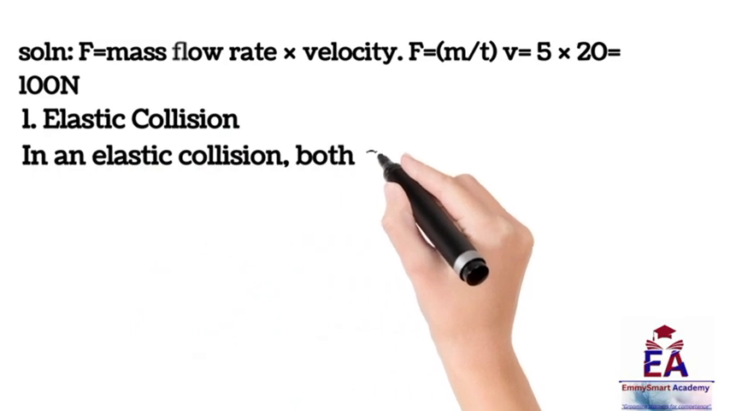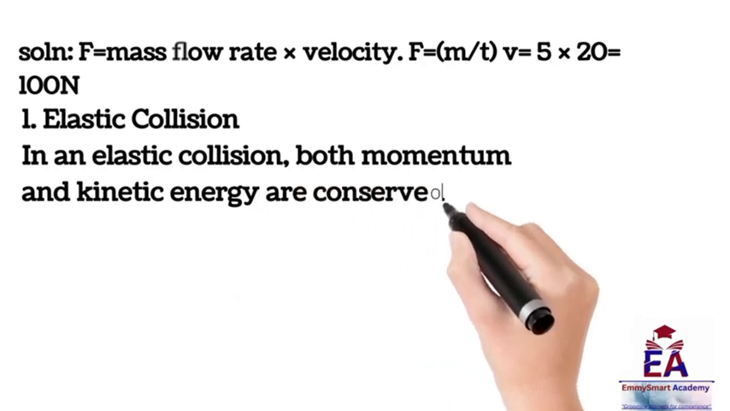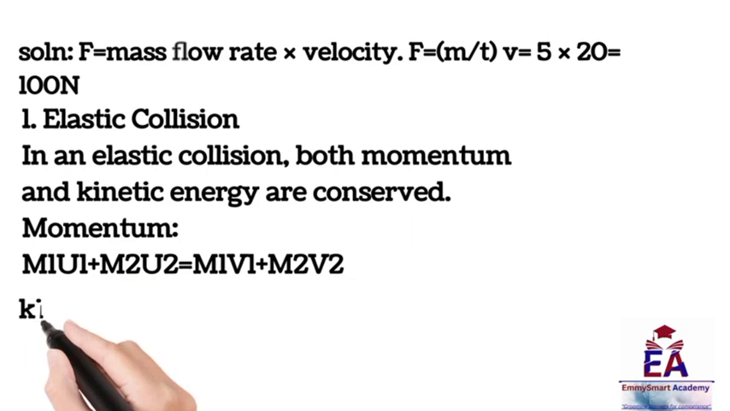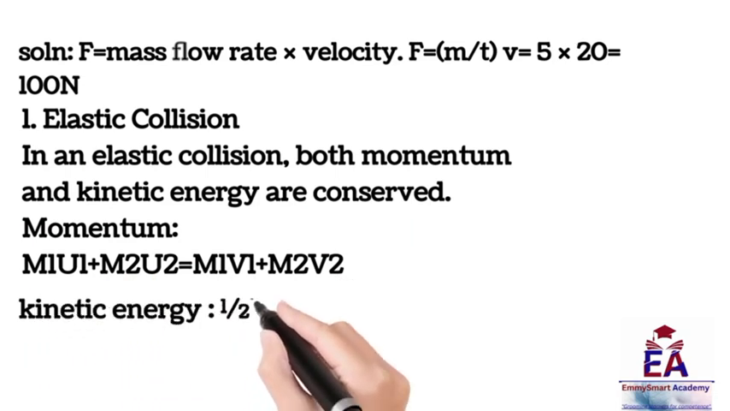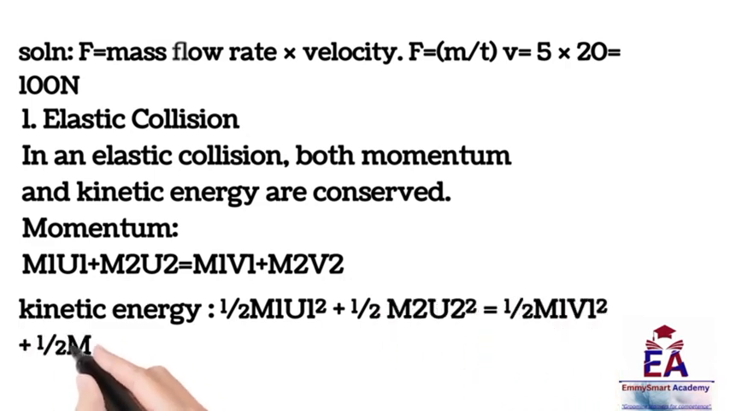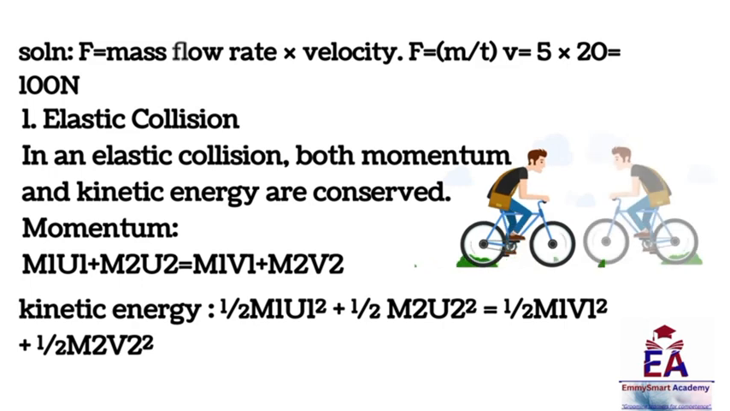Now, elastic collision. In an elastic collision, both momentum and kinetic energy are conserved. U1 is the initial velocity, while V1 is the final. U is initial, V is final. For kinetic energy, it is being conserved, so kinetic energy before collision is equal to kinetic energy after collision. That's one thing we should keep in mind.